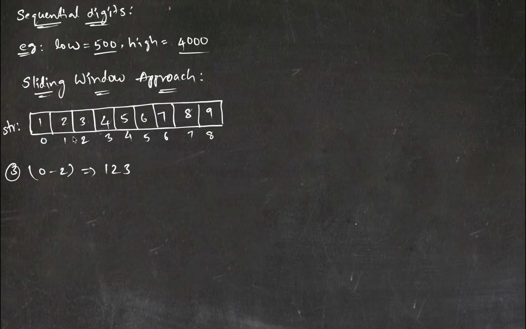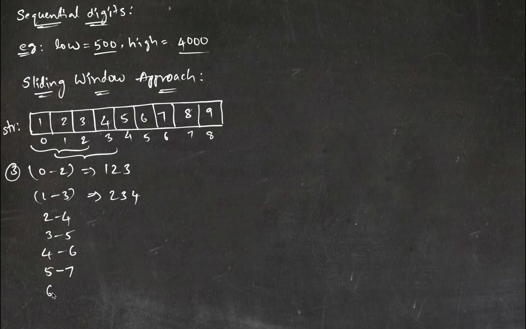Then I just need to take the next window. First we consider this window, then we consider this window, which is 2, 3, 4. In a similar way, I'll identify all the substrings: 2 to 4, 3 to 5, 4 to 6, 5 to 7, 6 to 8, 7 to 9. That's it. Then similarly for length 4, instead of 0 to 2, it is 0 to 3, and then 1 to 4, and 2 to 5, and 3 to 6.